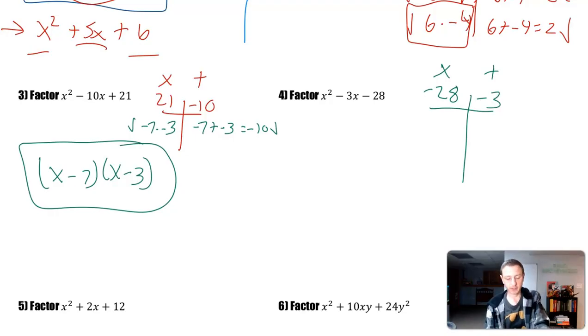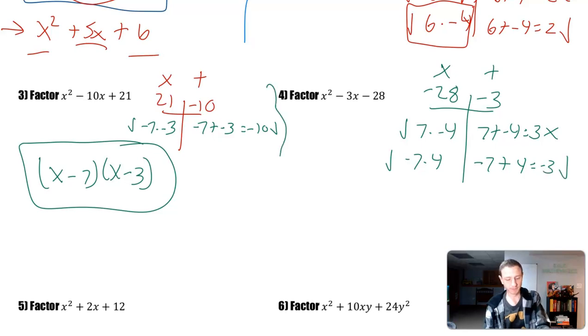So let's try 7 and negative 4, and negative 7 and 4. 7 times negative 4 is negative 28, check. But 7 plus negative 4 is positive 3, no good. Negative 7 times 4, negative 28. Negative 7 plus 4 is negative 3, check. And we got them. So x minus 7 and x plus 4.